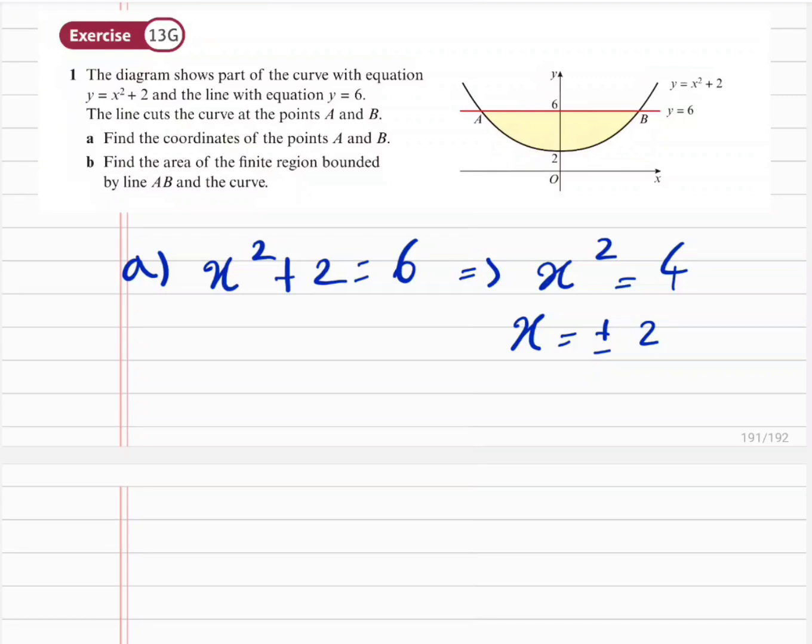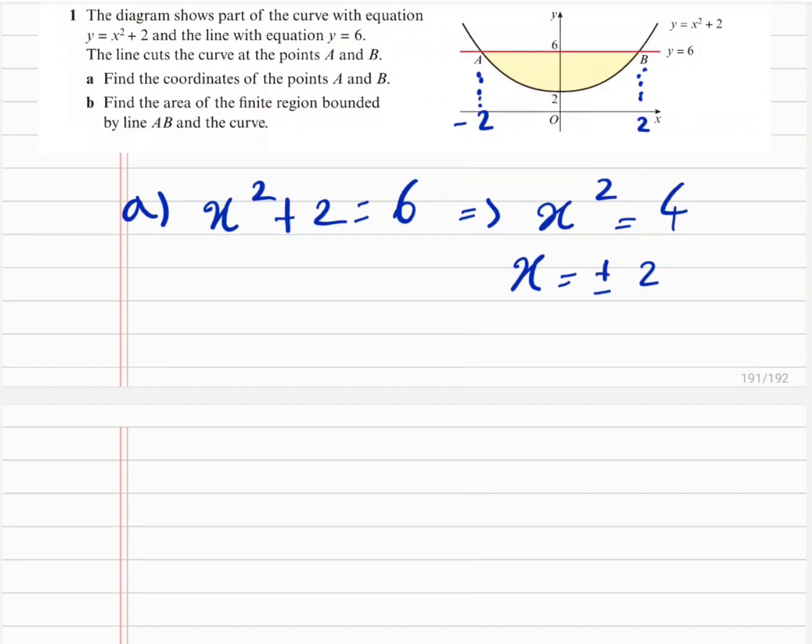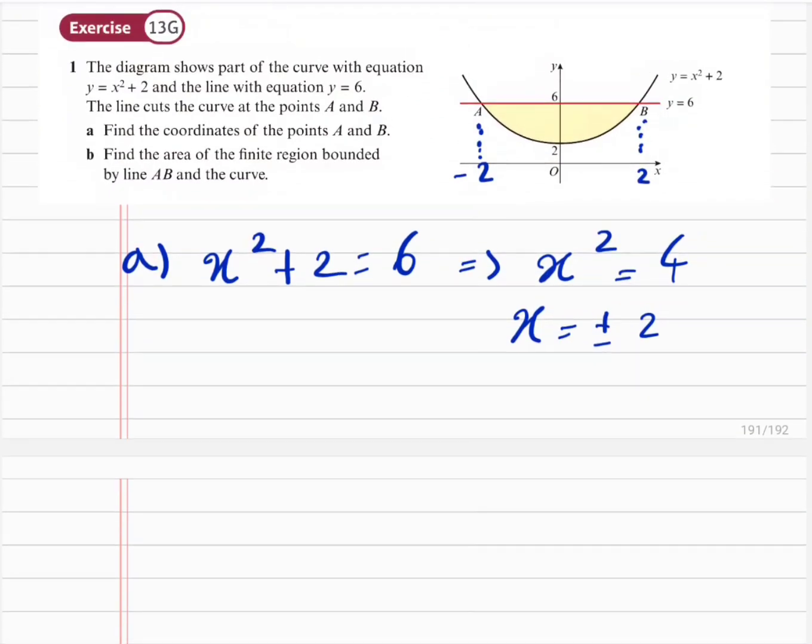So therefore, we have found the x coordinates of A and B. A has x coordinate minus 2 and B has x coordinate plus 2. We don't even need to substitute to find the y coordinate, because the y coordinate is 6. So A has coordinates (-2, 6), and B has coordinates (2, 6).